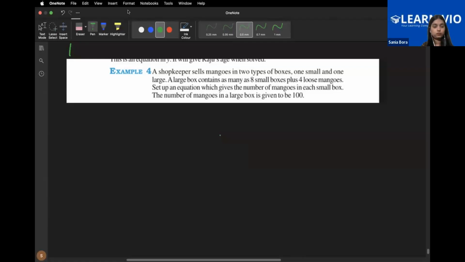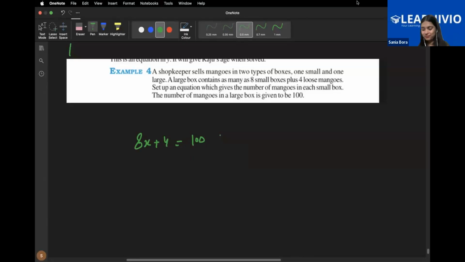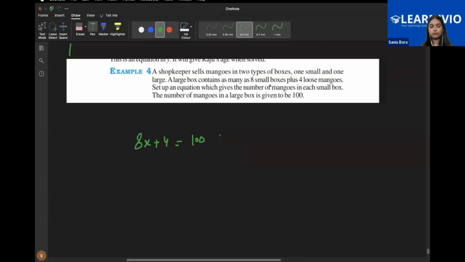Ma'am, is it 8x plus 4 equals 100? Yes. How did you get it now? Ma'am, because there are 8 small boxes, so 8x mangoes will be from the small boxes, plus 4 loose mangoes.